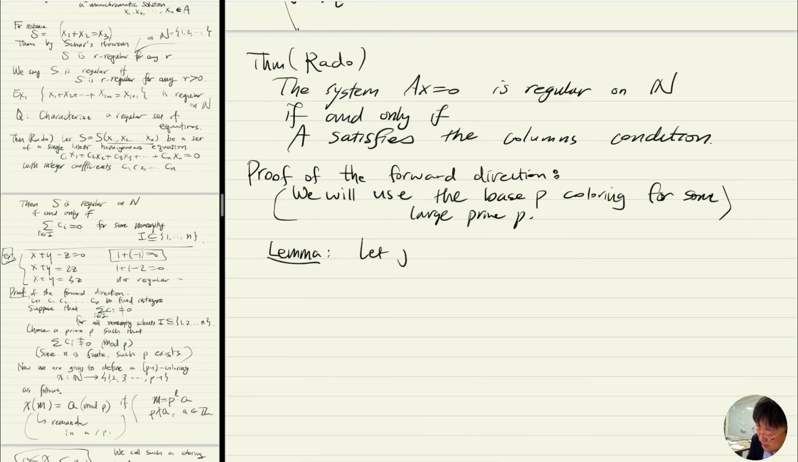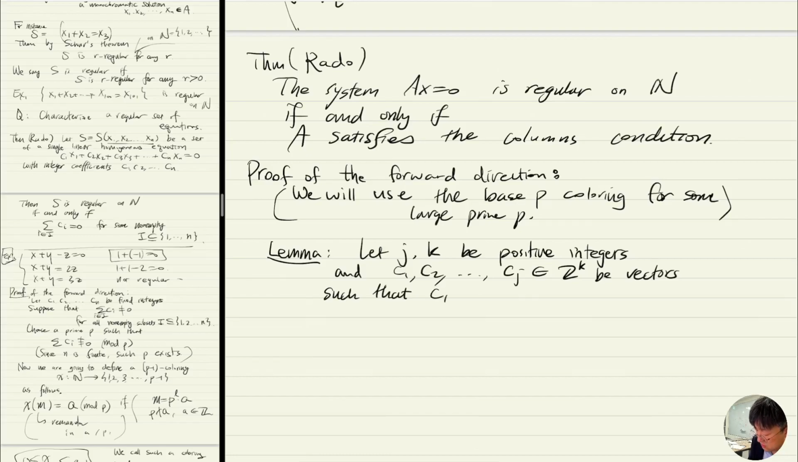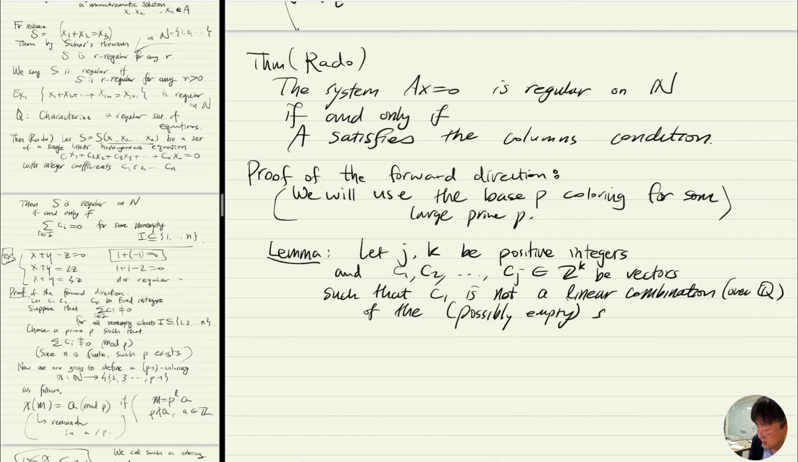Okay, let J and K be positive integers, and let C1, C2, ..., CJ in Z^K be vectors such that C1 is not a linear combination over Q, so their coefficients are rational numbers, of C2, C3, up to CJ. I allow the possibly empty set, which means that J could be 1. Yeah, so this is not in the span of them.